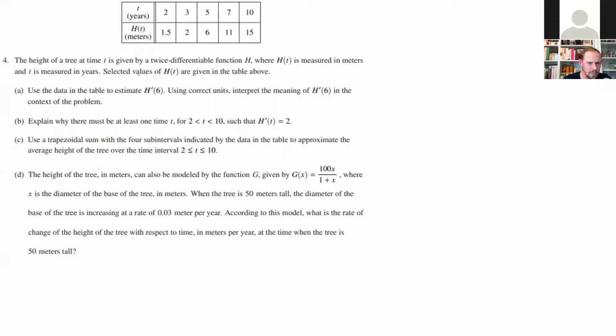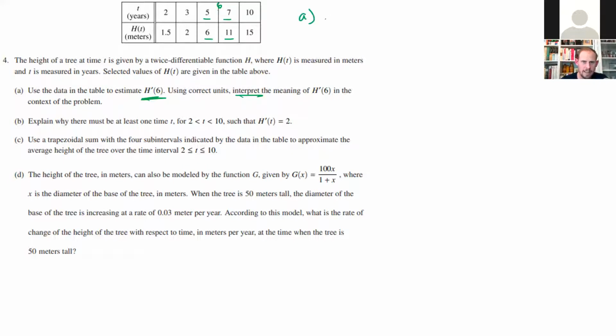Use the data in the table to estimate h prime of 6. Using correct units, interpret the meaning of h prime of 6 in the context of this problem. So let's see, h prime of 6. That'd be when t equals 6, which would be right here between 5 and 7. So what we want to do is basically find the slope between those 2 points.